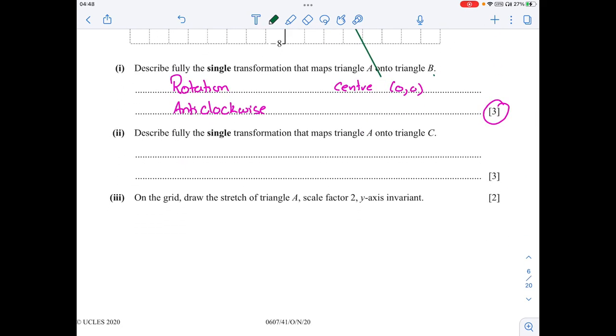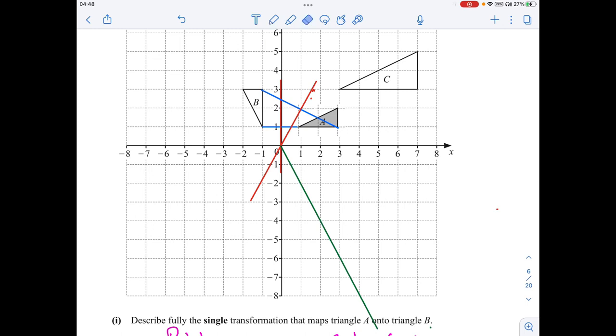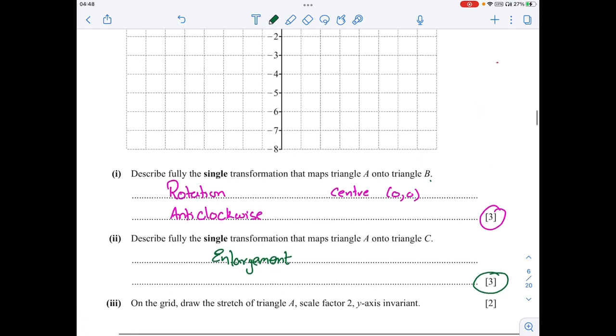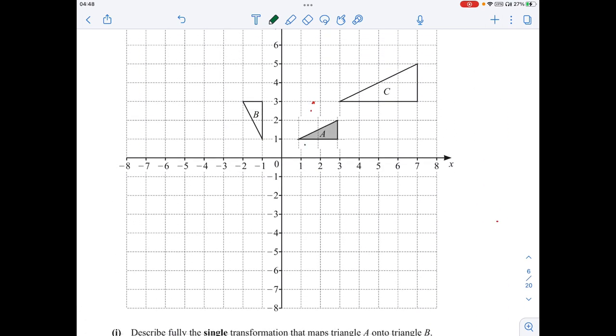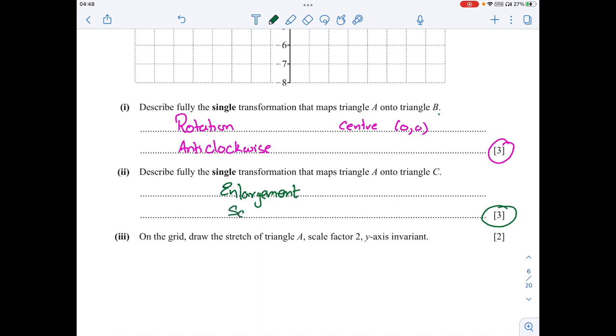Now, next one, again a 3 marks question. Describe fully the single transformation that maps A onto C. A to C, let me erase all this. A to C, I can see that it is clearly enlargement. It is becoming bigger, so I'm going to write enlargement. With 3 marks, I need to write 3 points. You can see that this side is 2 and it is becoming 1, 2, 3, 4. So 2 is becoming 4. Therefore the scale factor is 2.